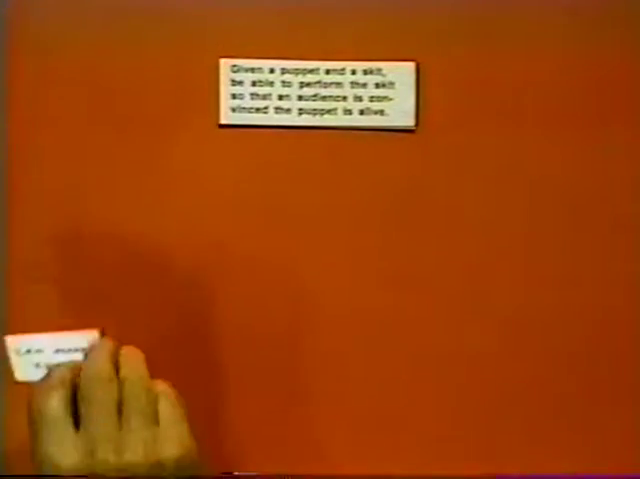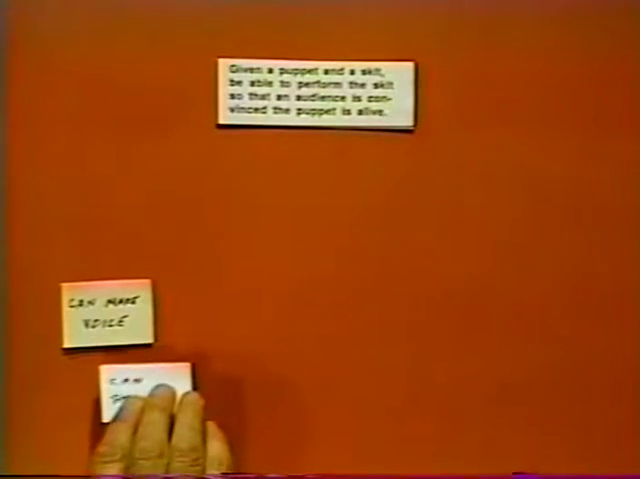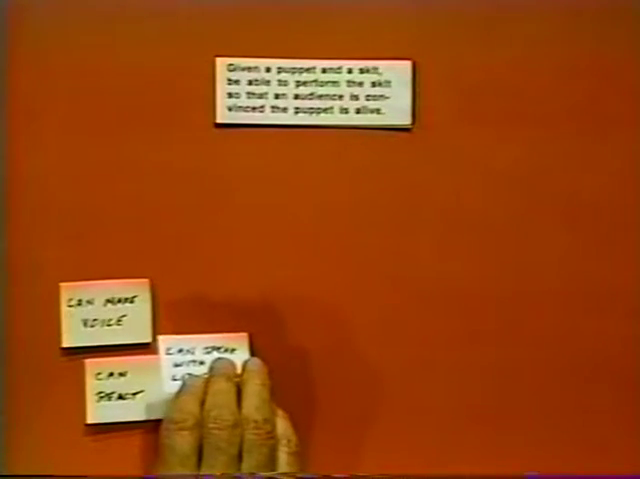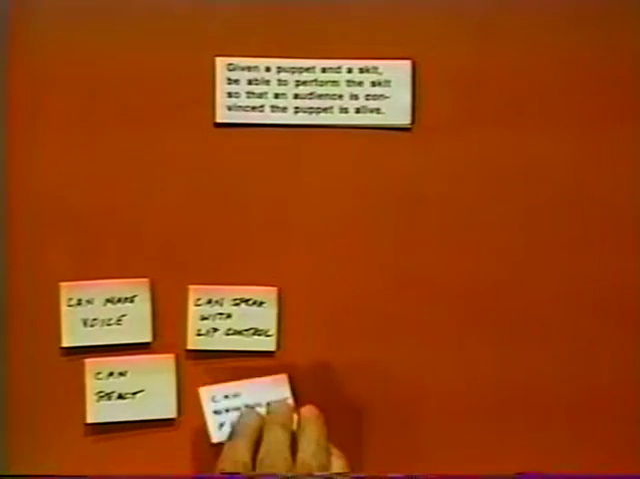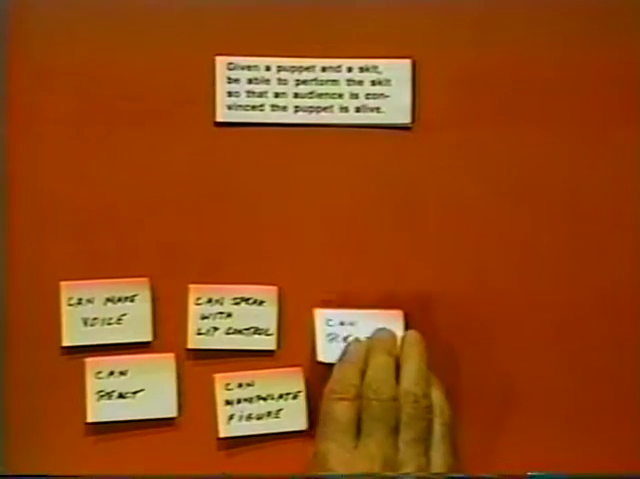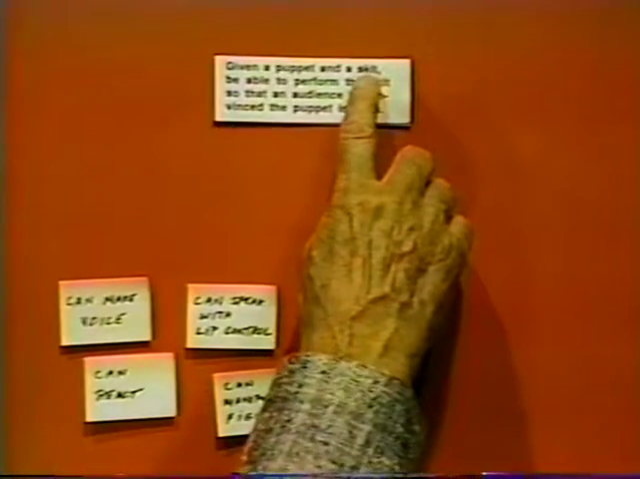Here they are. First off, you need to be able to make a voice that's slightly different than your own. You need to be able to react to what the puppet says and does convincingly. You need to be able to speak without moving your lips. You need to have some lip control. You need to be able to manipulate the figure. That means you need to make the figure move as though he or she or it is alive. Never it, it's always he or she. And finally, you need to be able to read, because in order to read the skit, you need to be able to read the language.